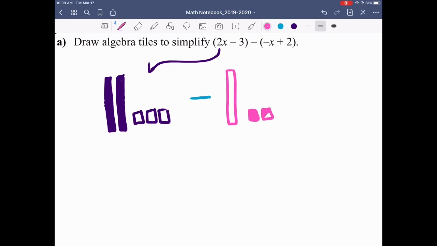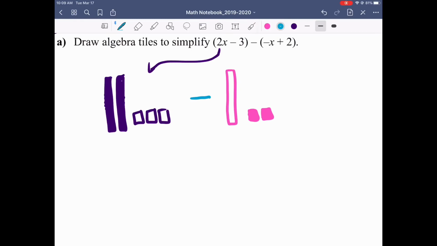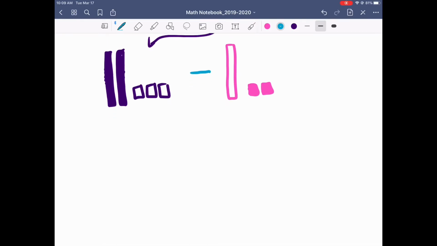Now this is a problem because we don't have a negative x tile to take away from the beginning, and we don't have 2 positives to take away from the ones. So we actually have to do what we were doing before, which is making 0 pairs. So I'm going to redraw the first binomial in a way that has 0 pairs that I can actually take away the second binomial from.